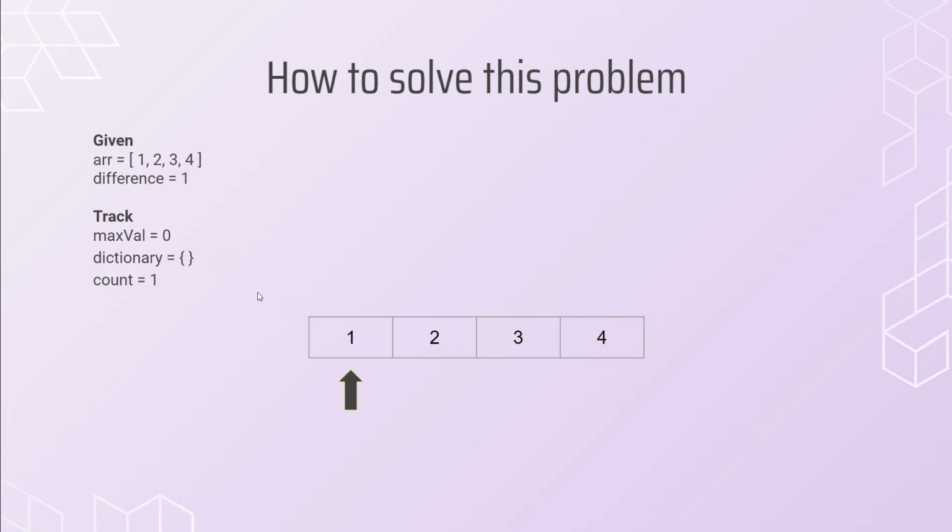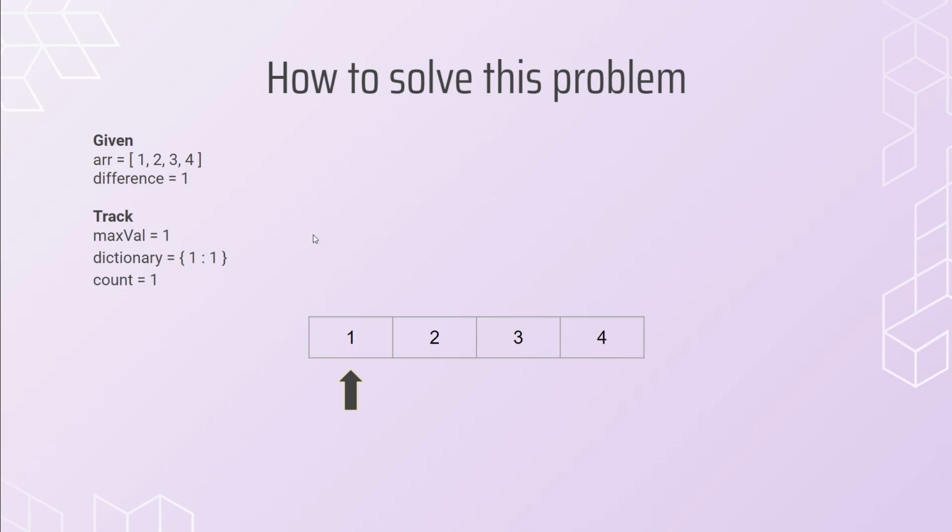So we just update the dictionary with the current count. Our dictionary is going to get key 1 and value 1, because the current count was at 1. Now we also want to update the max value. In our case, our max value started off at 0, but we want to compare it to the count in the dictionary at the current value. So we compare the max value of 0 to the dictionary value at key 1, and we see that 1 is the larger value. So we update our max value to 1.